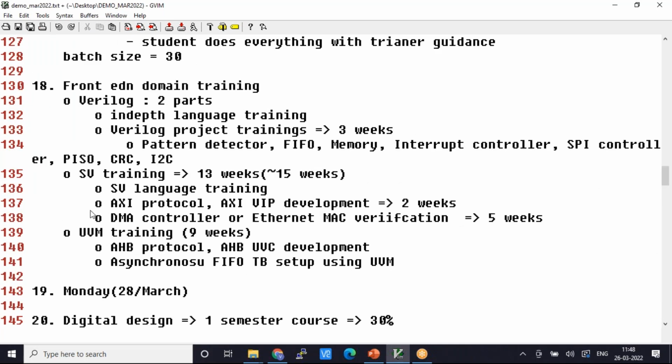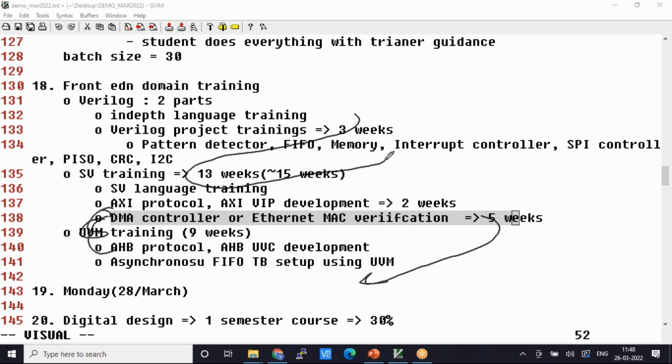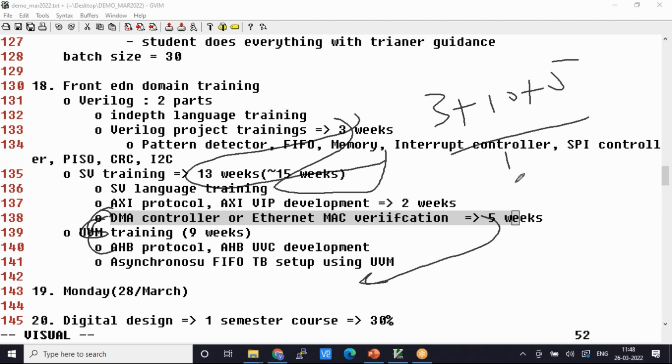We will not do the initial part first; this 5 weeks we will push to later, and the whole UVM will move here, so that your training gets over in 10 and another 5 weeks. By 18 weeks, around 20 weeks, in the initial 20 weeks itself you should have completed Verilog, SystemVerilog, and UVM.